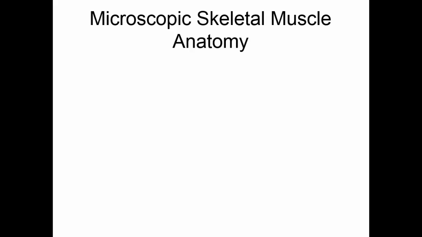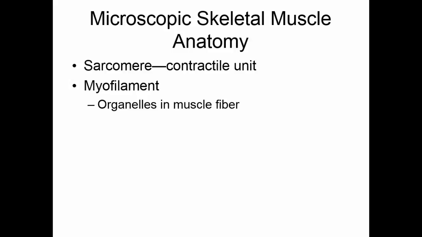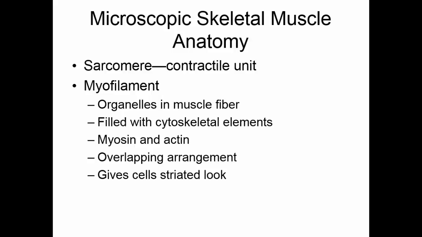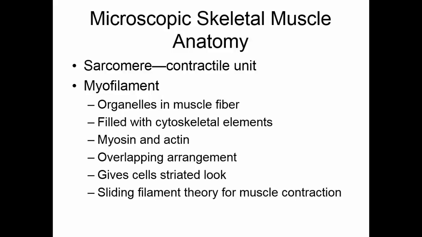As we look at the skeletal muscle anatomy under the microscope, we're going to notice that the muscle is striated. Sarcomeres are the contractile unit of the muscle cell, and there are thousands of sarcomeres in each muscle cell. Myofilaments are organelles in the muscle fiber or the muscle cell that are filled with cytoskeletal elements. These are the proteins myosin and actin. Myosin and actin are overlapping, and this is what gives the cells that striated or striped look. Myosin and actin slide across each other during muscle contraction, and this is what leads to the sliding filament theory for muscle contraction.